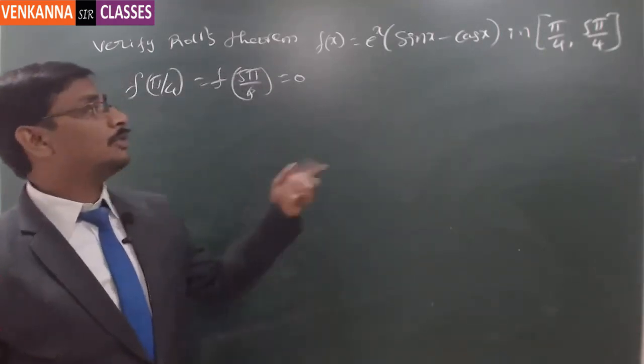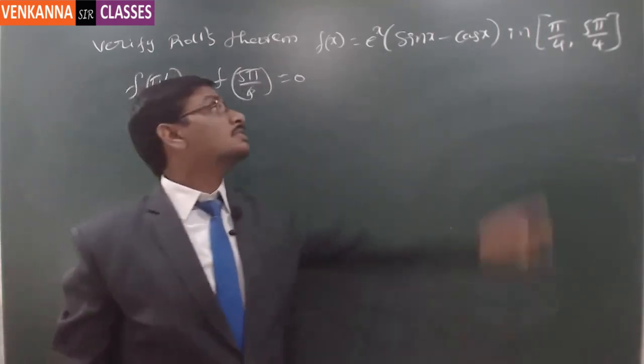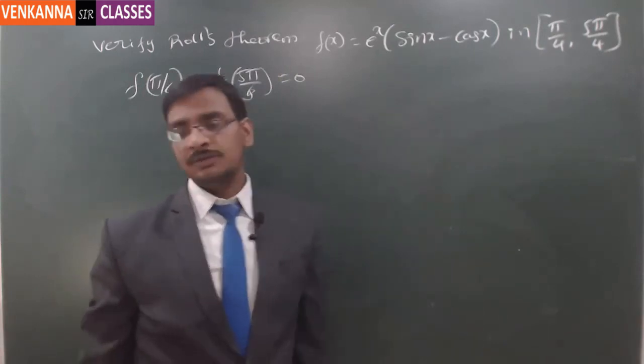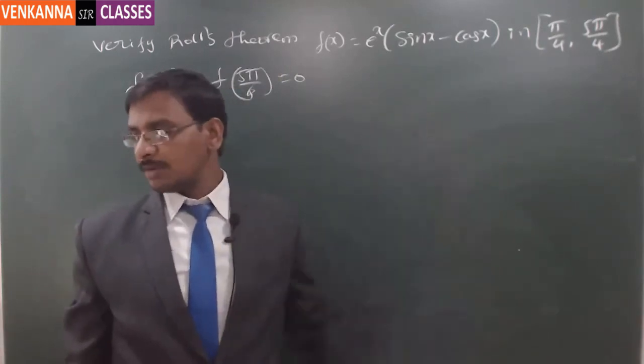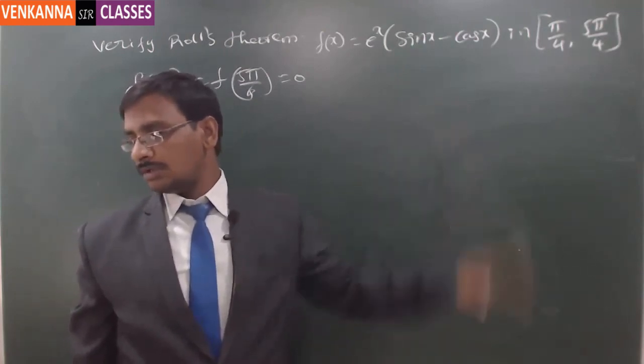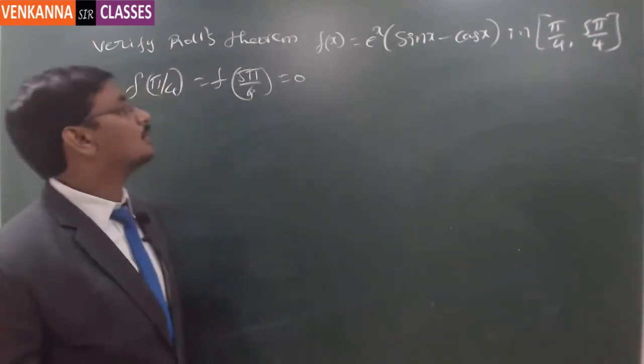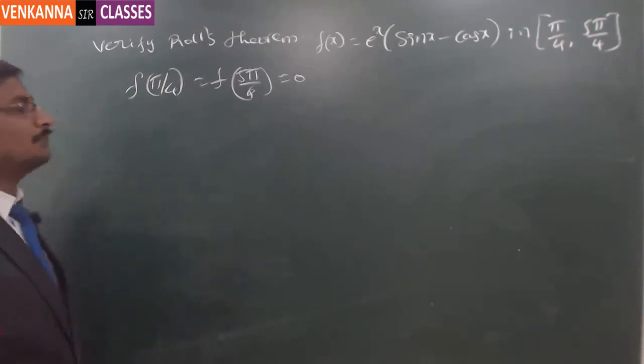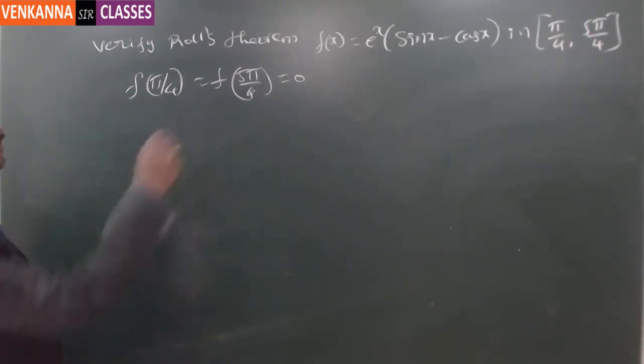And then at 5 pi by 4, both will be in the third quadrant. So sin will be minus of 1 by root 2, and cos will be minus of 1 by root 2. So this is again 0, right? So once you identify the conditions of Rolle's theorem, then f dash you can find it out.